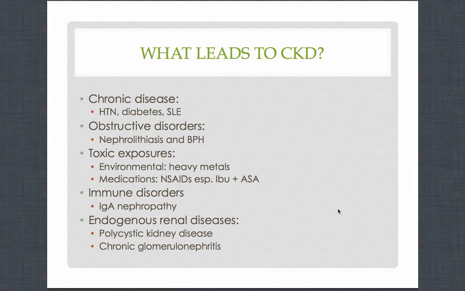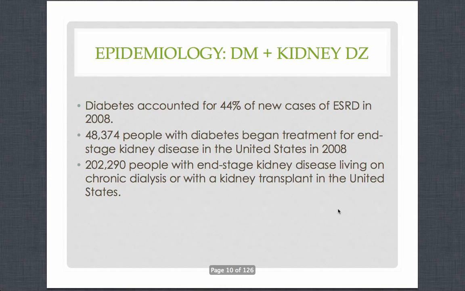So again, pathophysiology I think you've covered, but here's a list of conditions that can lead to chronic kidney disease. Again, hypertension is the most common. Hypertension combined with diabetes is the most common combination.